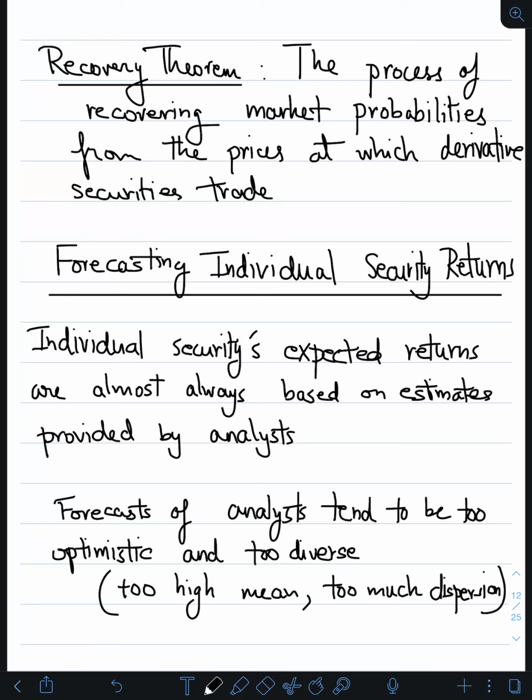This video presents information about forecasting individual security returns. So far, we've been talking in chapter 10 about estimating expected returns, but the estimations that we've been doing so far are estimations related to aggregate groups of assets. So, estimating expected returns of stock portfolios as a whole, of indexes, bond portfolios, and so on. And here we're diving down a little deeper to examine individual security returns that would combine to form the groups of assets. So basically, individual securities expected returns are almost always based on estimates provided by analysts.